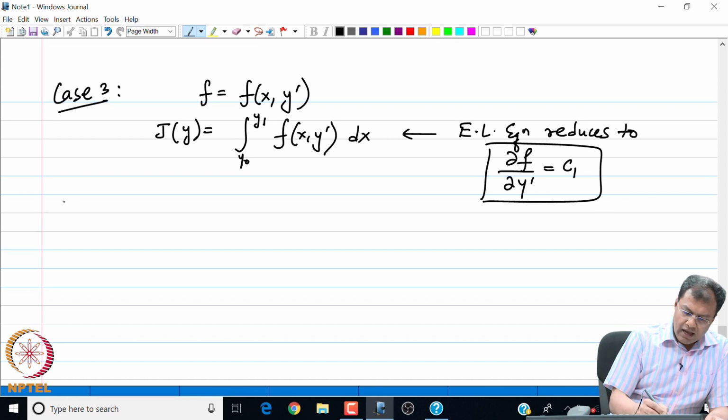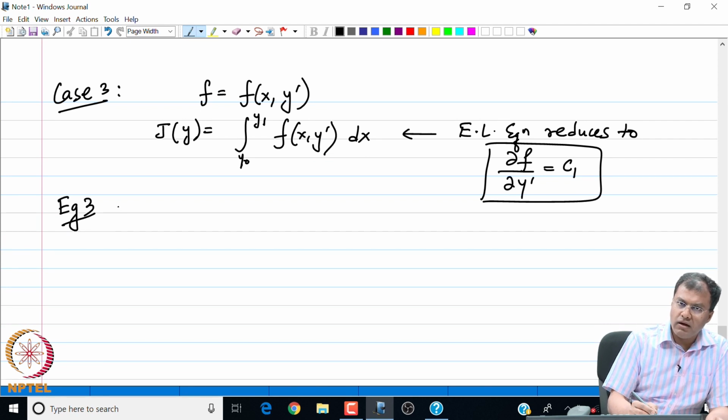Now, one example that comes right away is the example of geodesics on the surface of a sphere. Well, the geodesics on the plane is nothing but a straight line, and that falls in the case 1 discussion. In case 3, the discussion is the geodesics on a sphere. This is one very nice example.